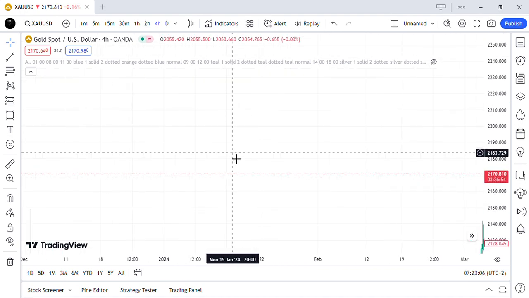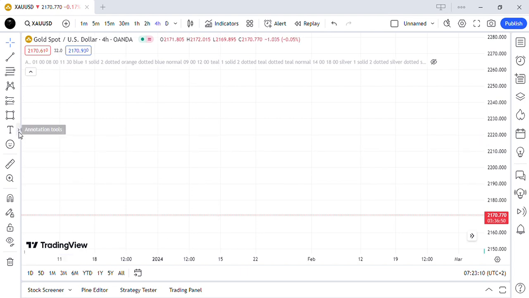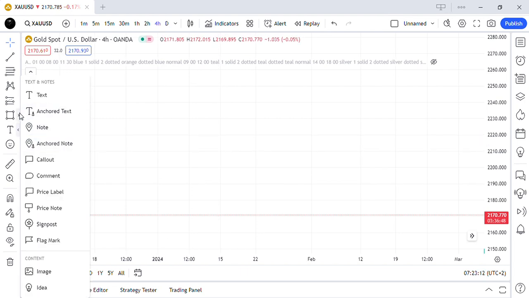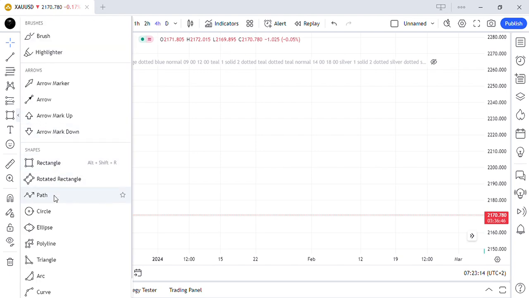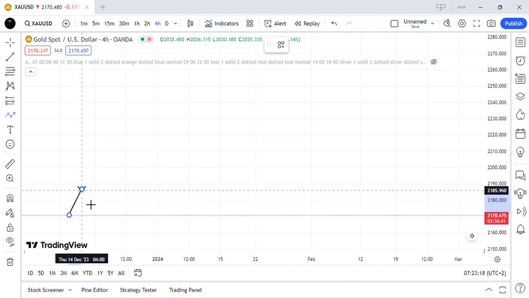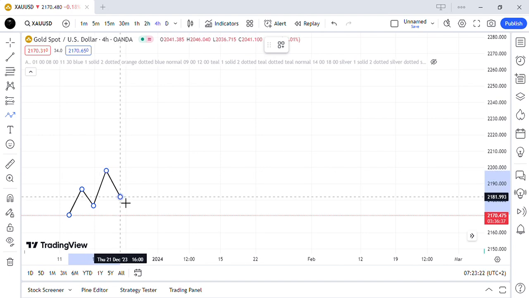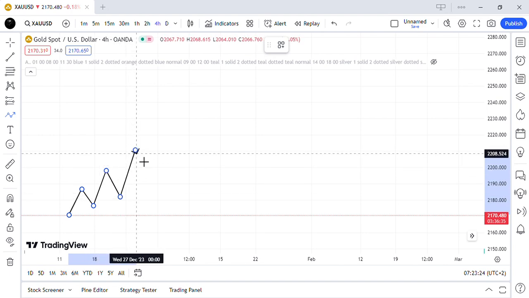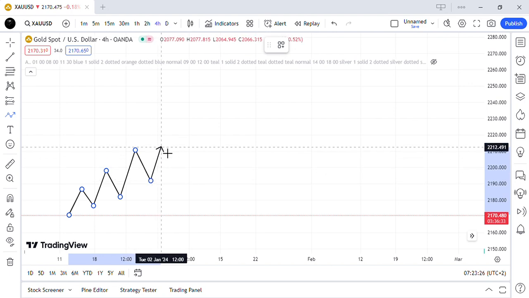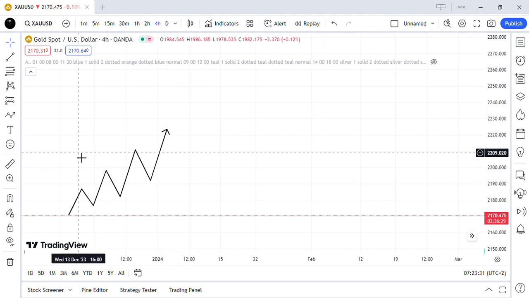I will try and draw something for you here to make you understand the most important things that you need to understand in the market. The first thing you need to understand is the market structure. The market always moves creating things called higher highs and higher lows. That's how the market moves.